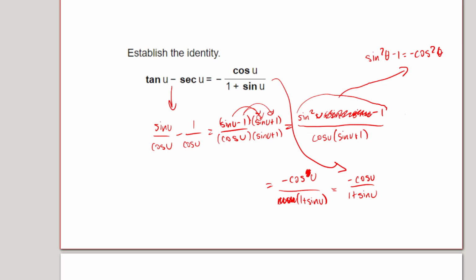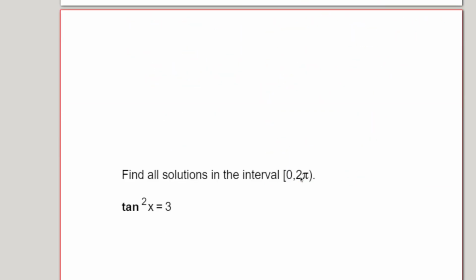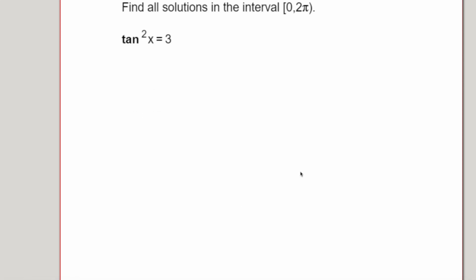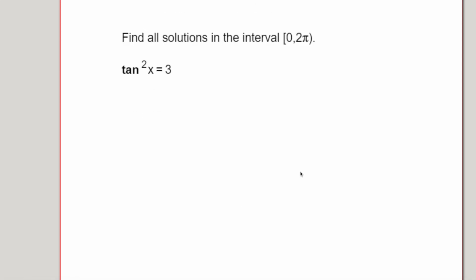So rewrite everything in terms of sine and cosine, then multiply the top and bottom by a conjugate so that we can hopefully get somewhere to use an identity where we have a square, and then simplify. Alright. I think this is our last question. Find all the solutions in the interval 0, 2 pi.